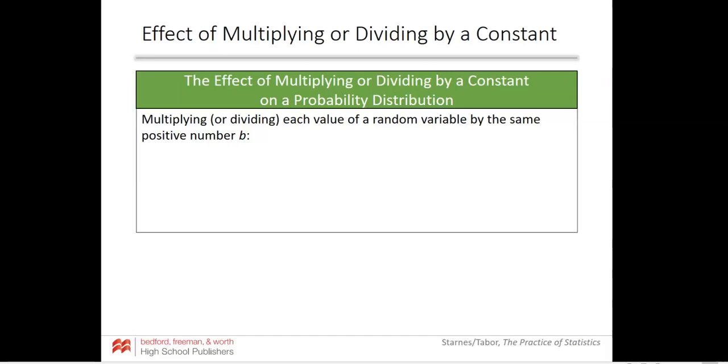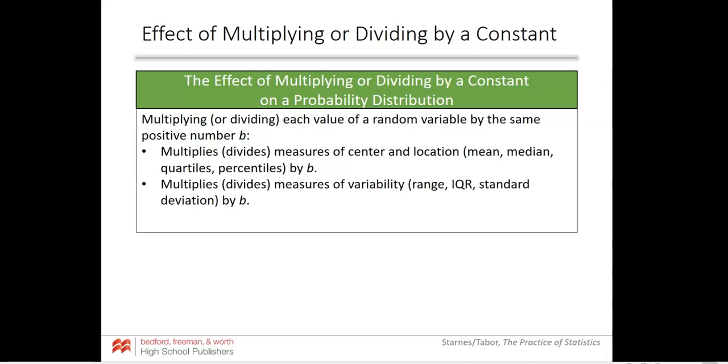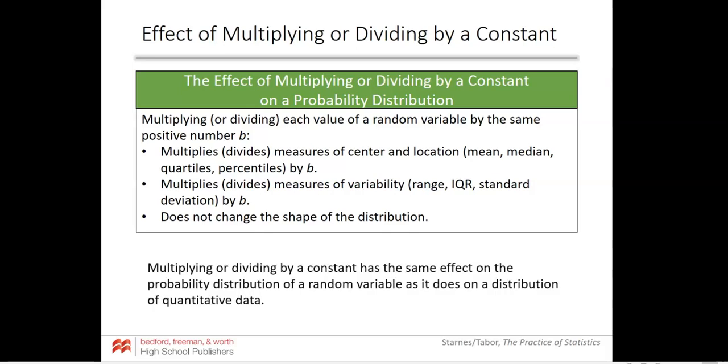Effect of multiplying or dividing by a constant on a probability distribution. Again, just a slightly different setting, but multiplying affects things just like it did with a group of data. Multiplying or dividing does change the measure of center. All the measures of center would change. It does change the variability, so it spreads it out more. It is more spread out if you're multiplying by a number bigger than 1. It's going to change the variability, but it won't change the shape. So in either case, adding or multiplying doesn't change the shape. That's just going to stay the same.